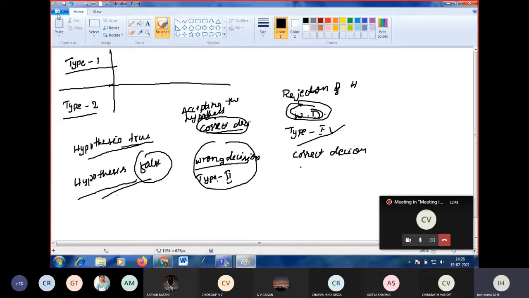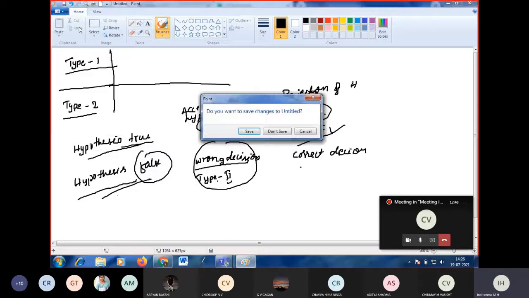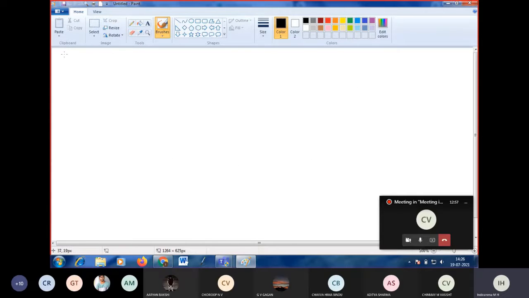Okay. So next we go for two concepts that we are discussing here. One is chi-square distribution and another one is t distribution. First we are going to discuss chi-square distribution. What is chi-square distribution? Where are we using it?